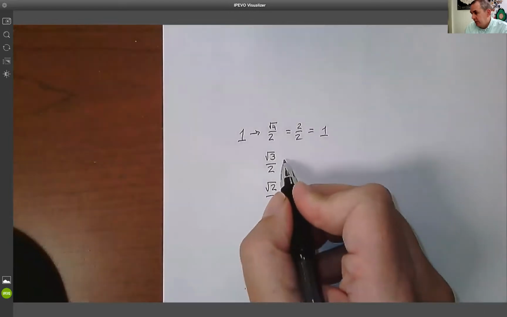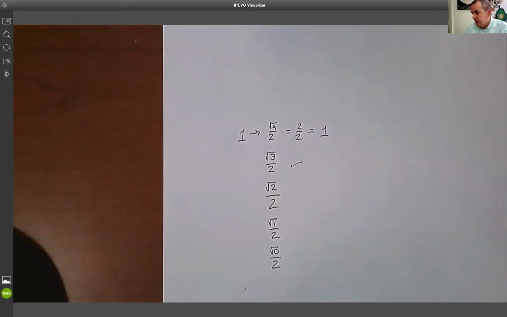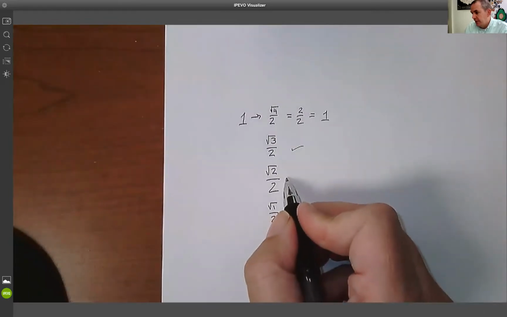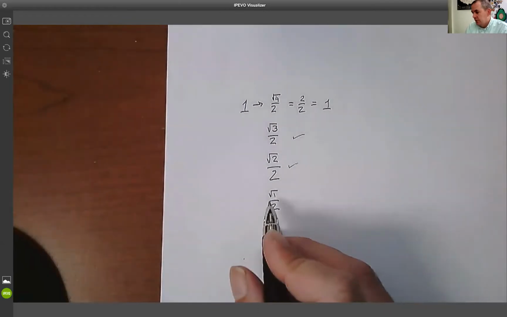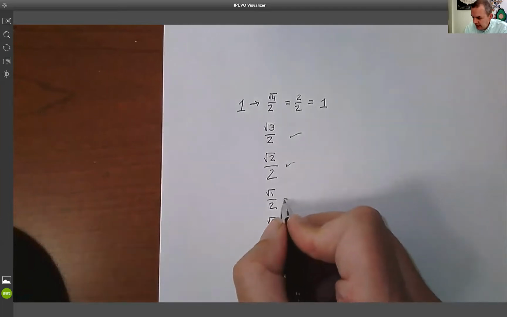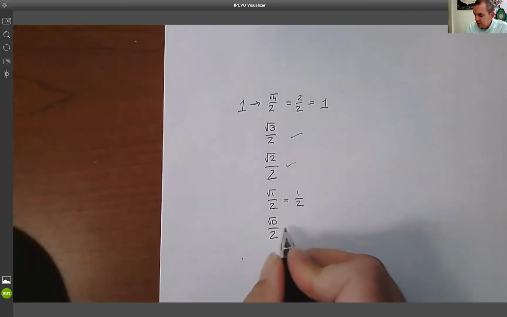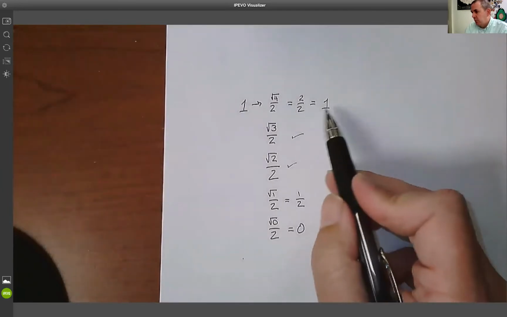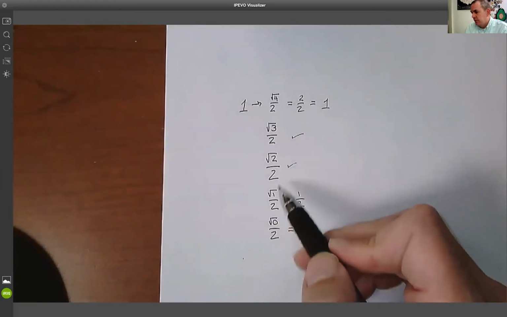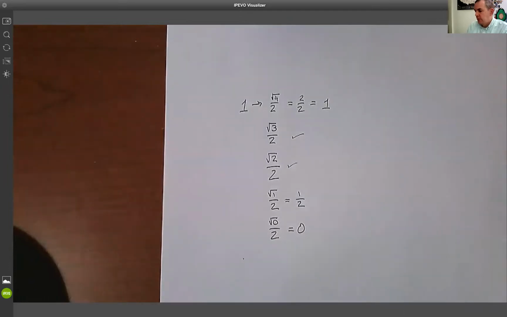And if you think about it, root 3 over 2, we can't simplify it. We leave it as root 3 over 2. Root 2 over 2, we can't simplify. We leave it as root 2 over 2. Root 1 over 2, the square root of 1 is 1, so that's 1/2. And the square root of 0 is 0, so 0 over 2 simplifies to 0. So we go from 1 to root 3 over 2 to root 2 over 2 to 1/2 to 0.